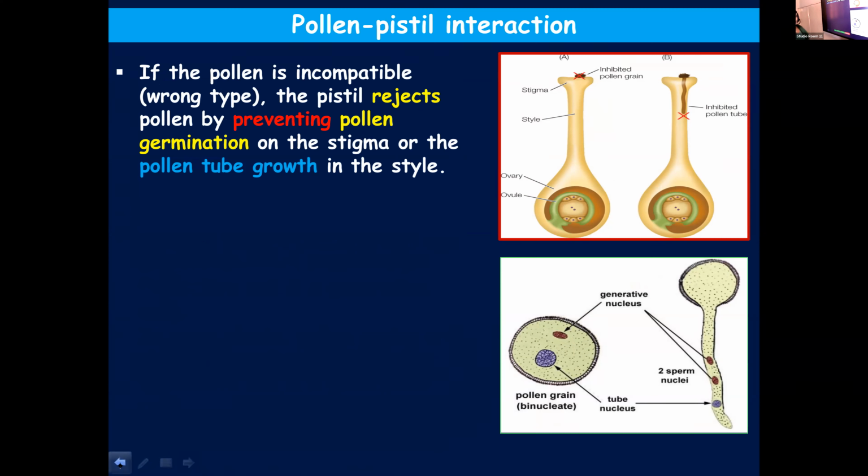Okay, have you understood those 2 points? What is pollen pistil interaction? Any point, any lines or slide, if you want to see, let me know. You should know what is meant by pollen pistil interaction. What happens if the pollen is compatible? And if pollen is incompatible, what happens? If that much is clear, I'll proceed. Hope you have no doubts.